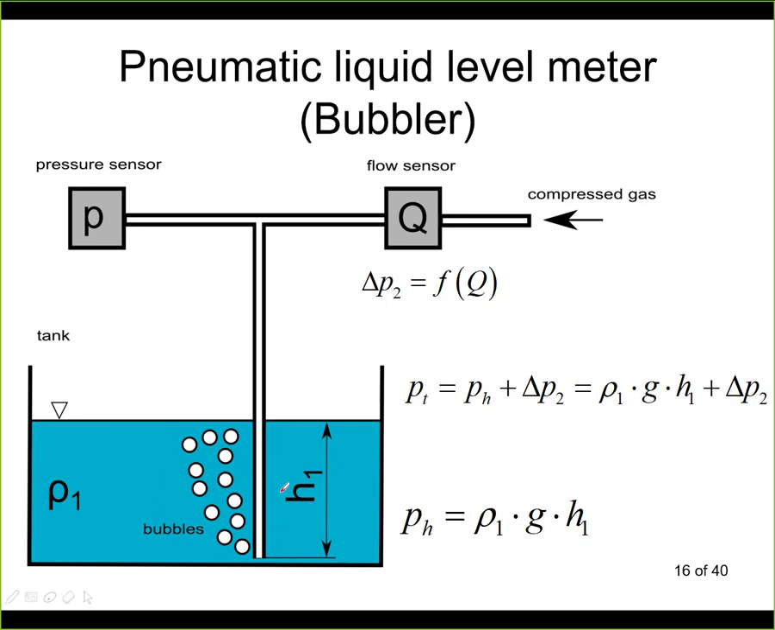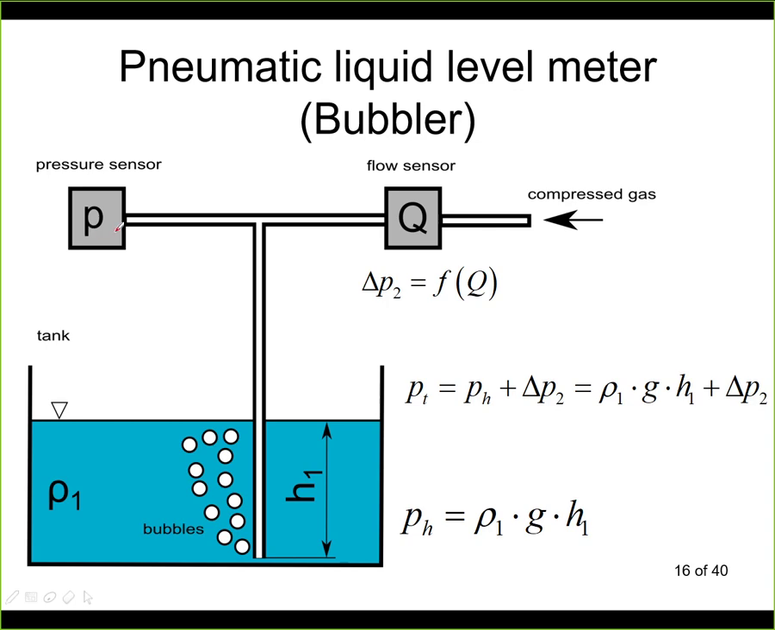This is working like if you take a straw and you try to blow the air into your glass. And you can try it yourself. If you submerge this deeper into the liquid, then it will get harder to blow the air and to create the bubbles. So we'll need more pressure. And that's basically what is measured with this pressure sensor.